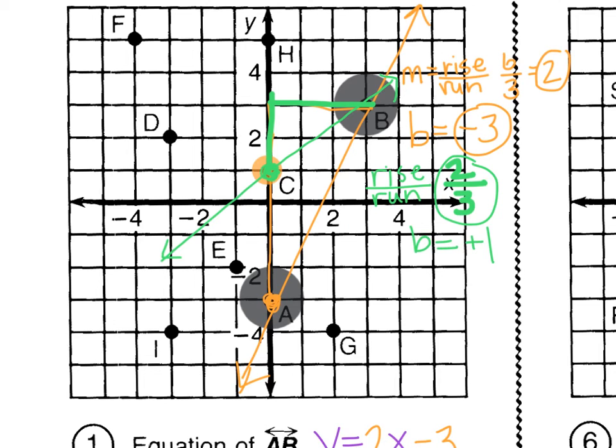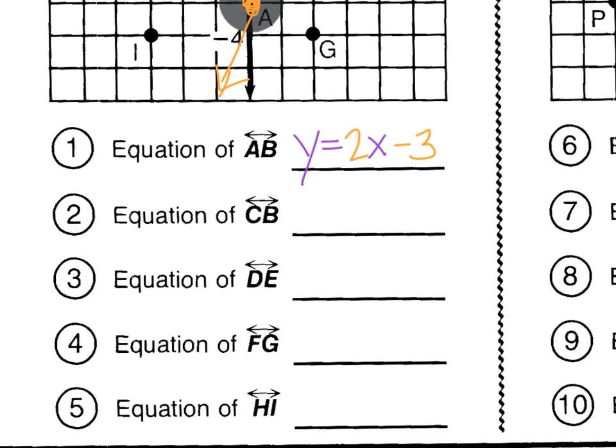Moving back down to the answers, I'm going to use those two numbers, 2/3 and 1. And I'm going to record the equation of line CB. Y equals 2/3 x plus 1.